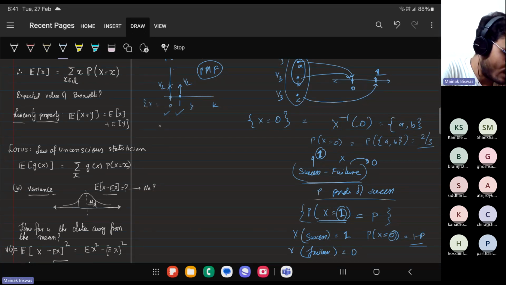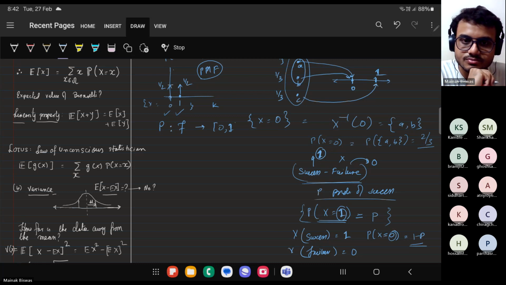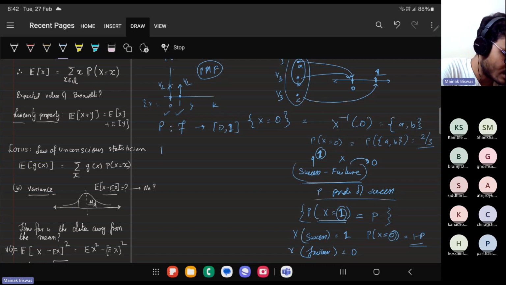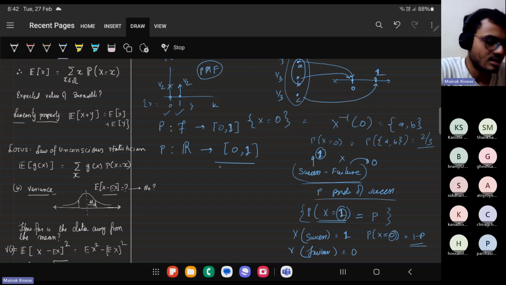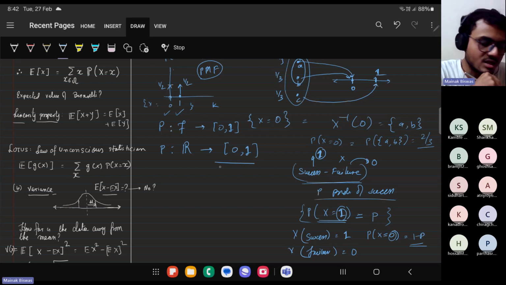So the P is now a function, do you agree? Which will map from, as I told you last day, P maps from the events to 0, 1. Yes or no? P is the probability of events. So in our case, the values the random variable can take will map real numbers to 0, 1. This is what a random variable will do, or a PMF will do in our case.